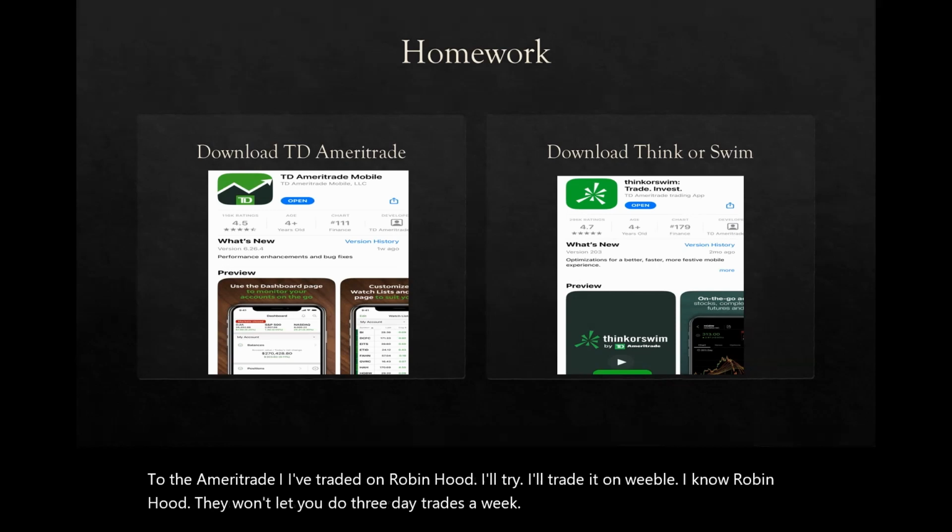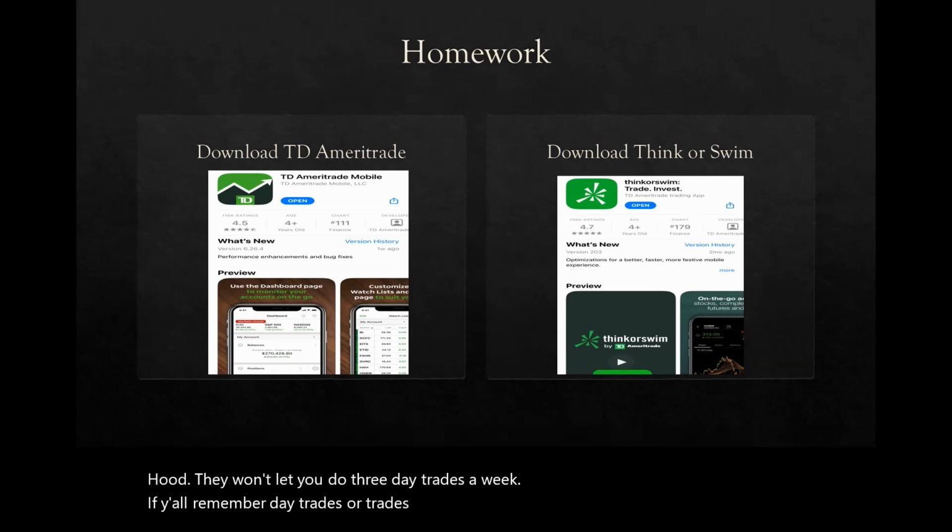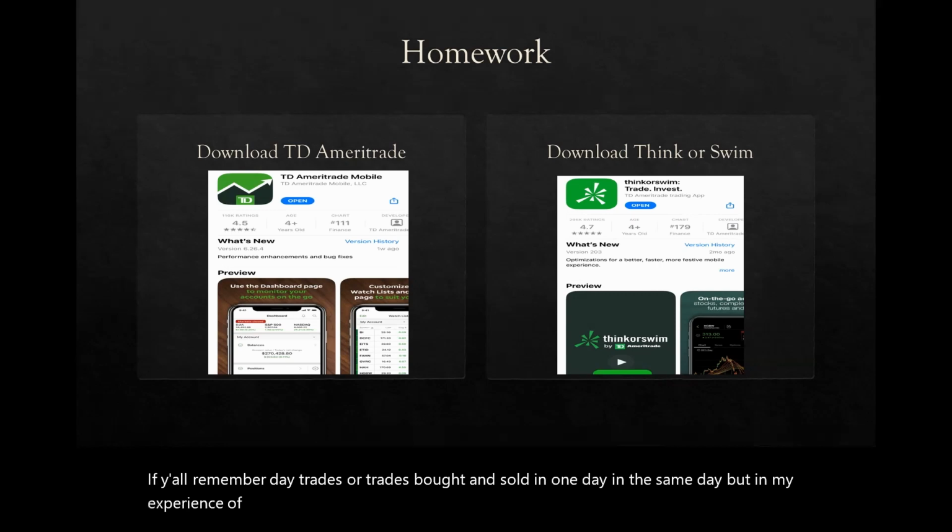If y'all remember, day trades are trades bought and sold in one day, in the same day. But in my experience of being at TD Ameritrade for the last 2 years, I've day traded sometimes every day of the week, no penalty, no red. I've done it several times.